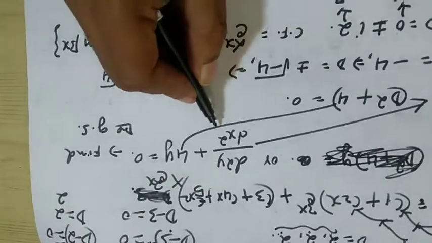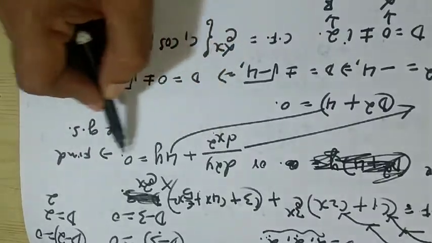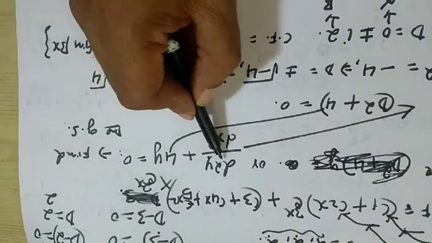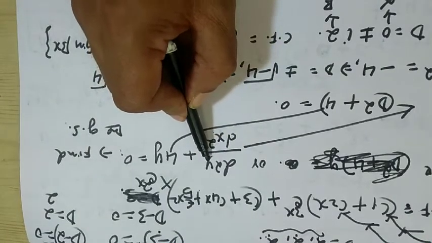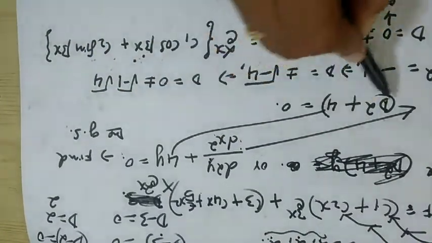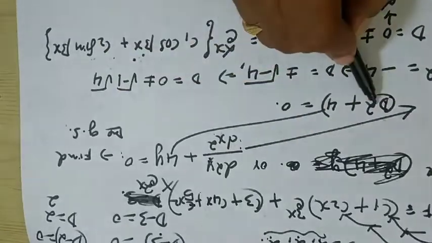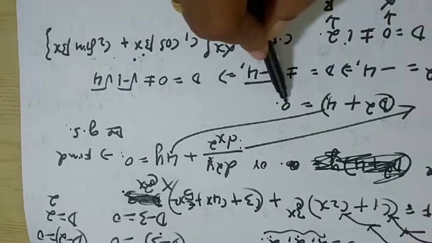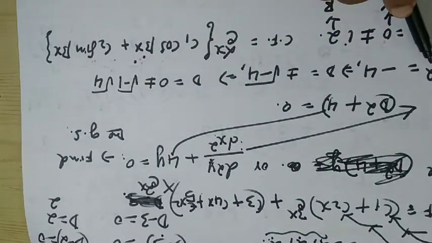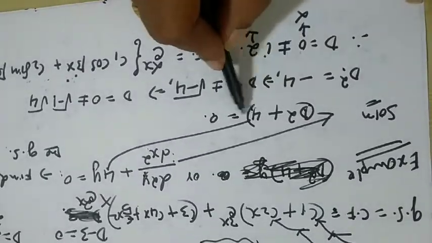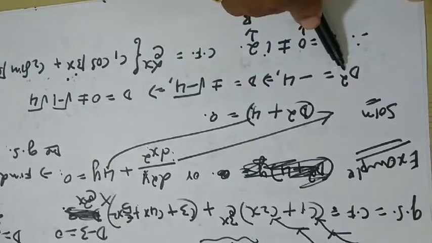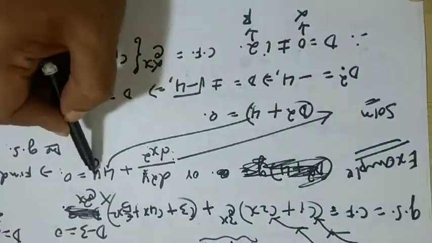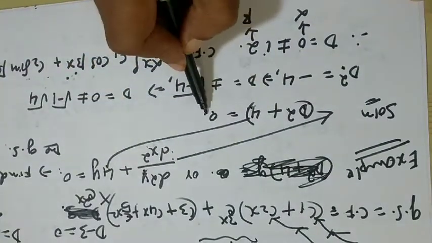Now let us take another problem. d squared y by dx squared plus 4y is equal to 0. Find the general solution. Now, y is differentiated 2 times, so the power of D must be 2. What is the number behind y? 4. So I have written that. D squared plus 4 is equal to 0.